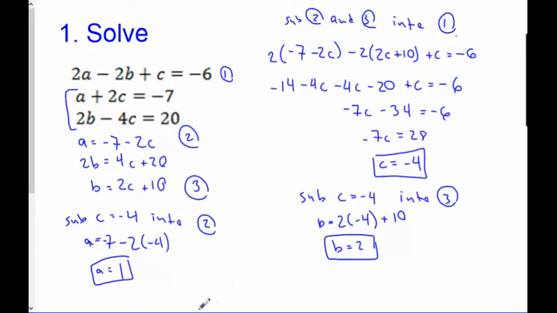Right. Now these 3 values don't really give us a point on a two-dimensional Cartesian plane like we normally would. So I'm just going to state my answer all together. I'm not going to state it as a point though. So a equals 1, b equals 2, and c equals -4 would be the answer to this.